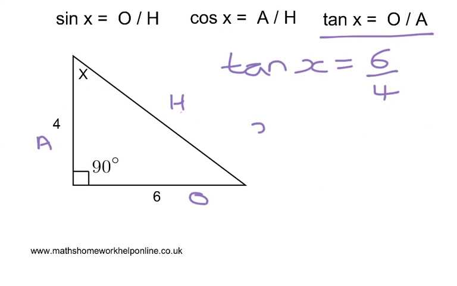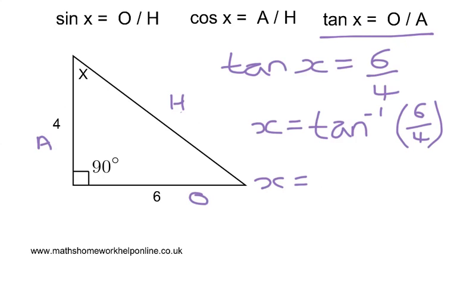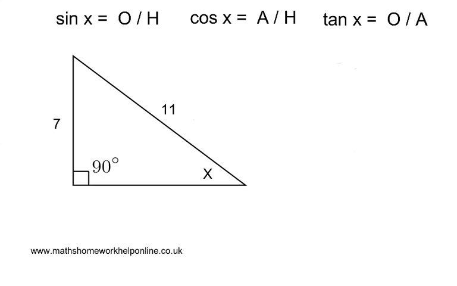Rearranging that to get x by itself, x is equal to tan to the minus 1, or inverse tan, of 6 over 4. Putting that into the calculator, we get that x is equal to 56.3 degrees.